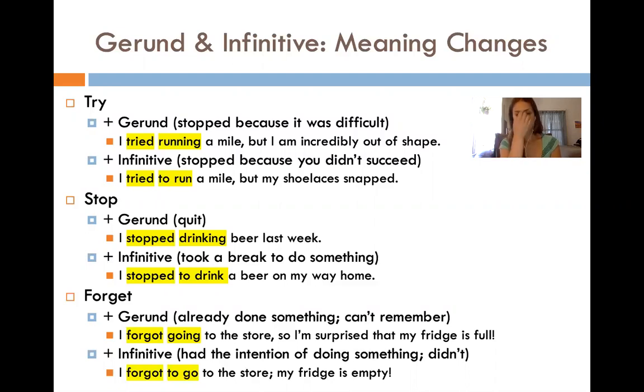Forget plus gerund means I'd already done something, but I can't remember it. I forgot going to the store, so I'm surprised that my fridge is full. And forget plus infinitive means I had the intention of doing something, but I didn't. I forgot to go to the store. My fridge is empty. So I hope you can see the difference between these two.